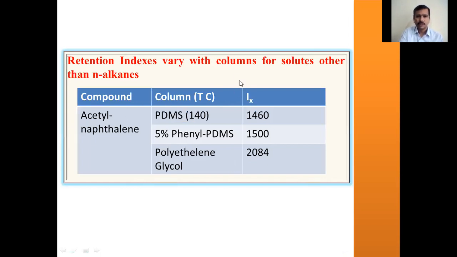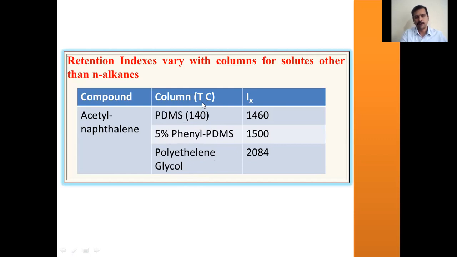This table illustrates the dependency of the packing material or the stationary phase on the retention index. Say, for example, acetyl naphthalene will be the compound to be eluted, for which what is the retention index when we use different stationary phases: polydimethyl siloxane, or 5% phenyl polydimethyl siloxane, or polyethylene glycol. This is the most polar stationary phase for acetyl naphthalene. This is less polar than this, and this is less polar than this.